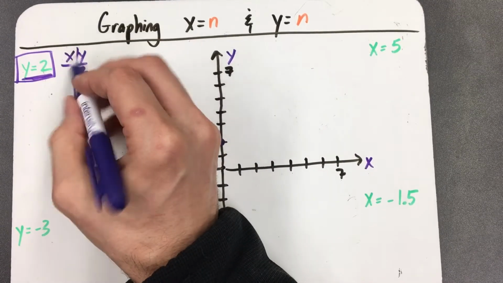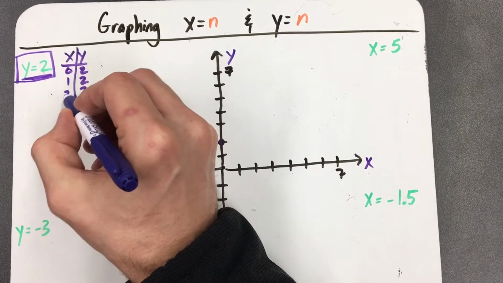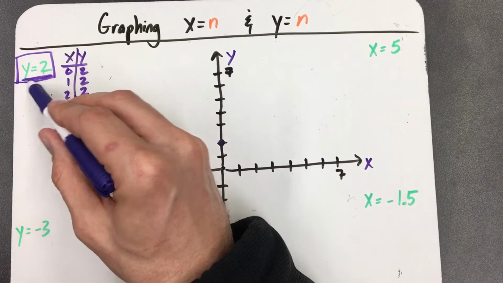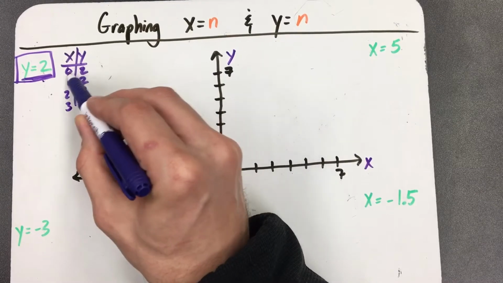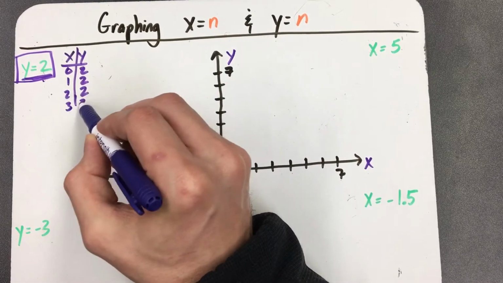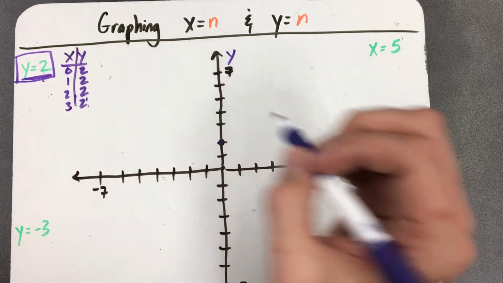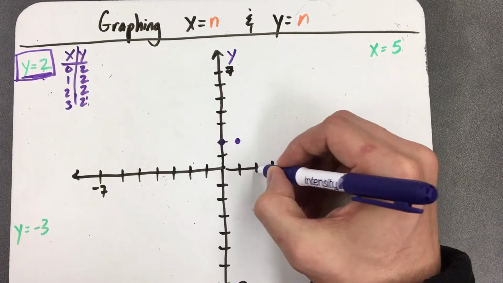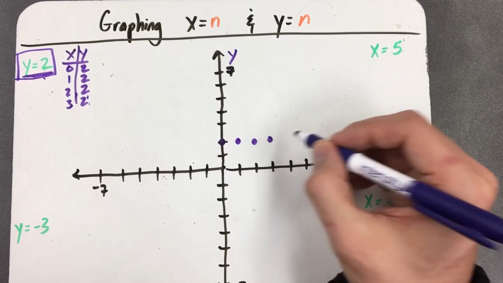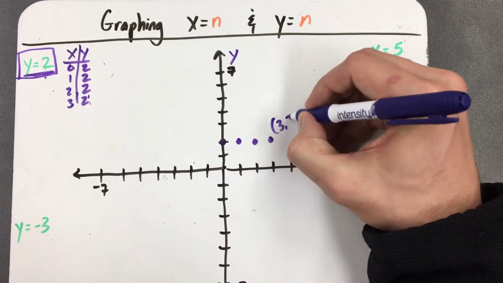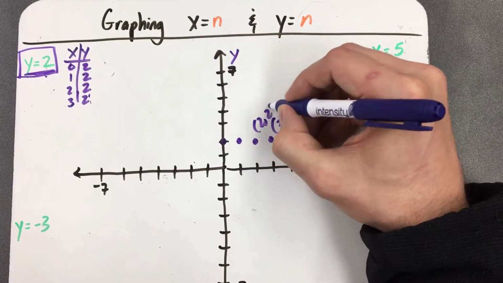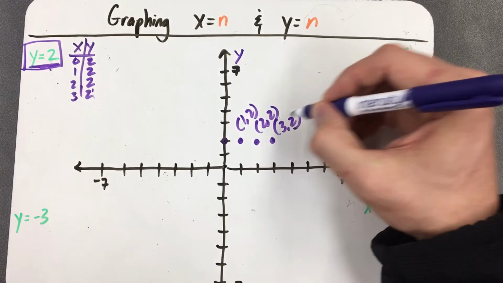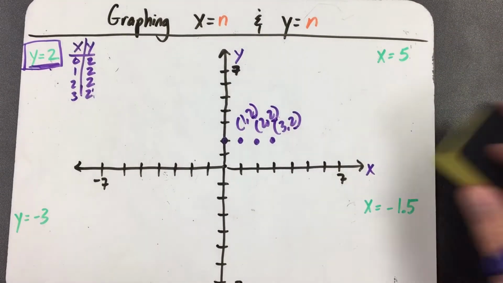And then you pick whatever number you want over here. You could pick 0, you could pick 1, you could pick 2, you could pick 3, you could pick 5, you could pick negative 4, you pick whatever you want, right? The equation says y equals 2, and so look at all these points. Every single point that I listed here has 2 as the y coordinate, right? The point 0, 2, the point 1, 2, the point 2, 2, the point 3, 2, right? All of these points that I graphed, look, the y coordinate is 2 in every single one of them.